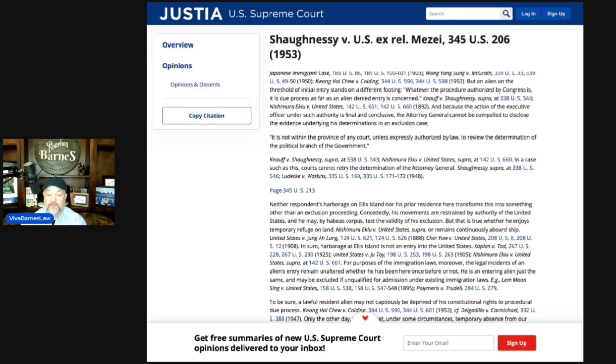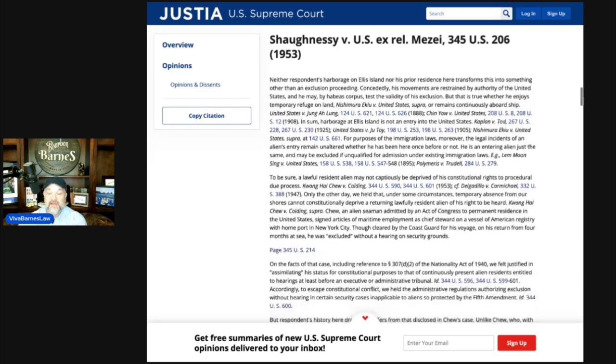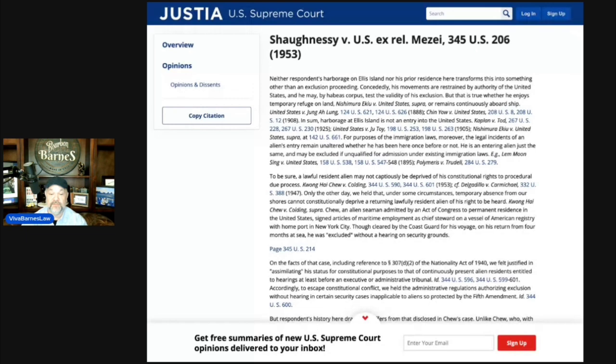And for the purposes of immigration laws, the legal incidence of an alien's entry remains unaltered, whether he has been here once before or not. He is an entering alien just the same and may be excluded if unqualified, as determined by the executive branch. They talk about procedural due process, but they note we held that under some circumstances, temporary absence cannot constitutionally deprive a lawfully resident alien of his right to be heard. Notice that. You have to be present within the country legally in order to be entitled to due process, according to the Supreme Court in the Shaughnessy case.